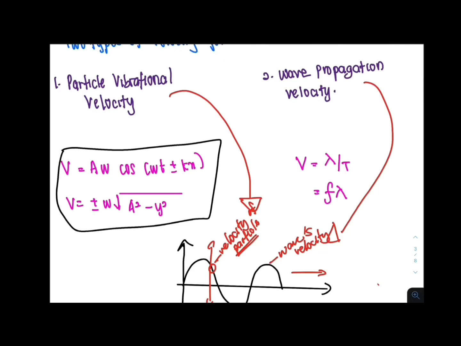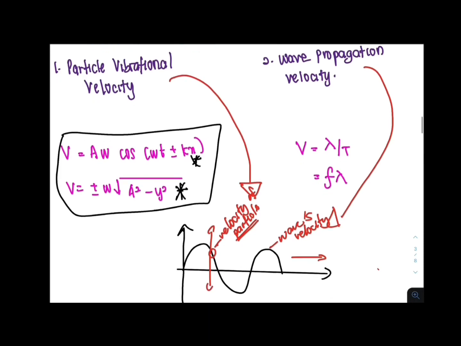So the first equation here is this one: V equals A omega cos(omega t plus minus kx). And the next one is V equals plus minus omega square root of A squared minus y squared. These are the equations for the vibrational velocity of a particle. It depends on what information is given; you can choose and use your equation. But usually we'll use the second one. It is very common to use the second one.